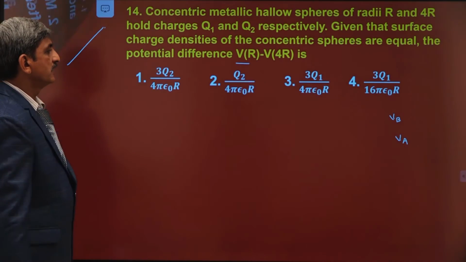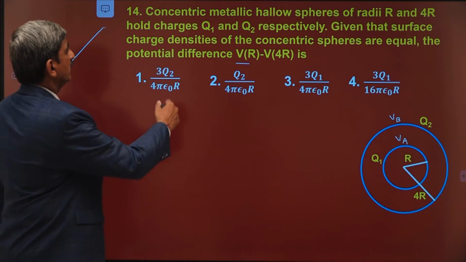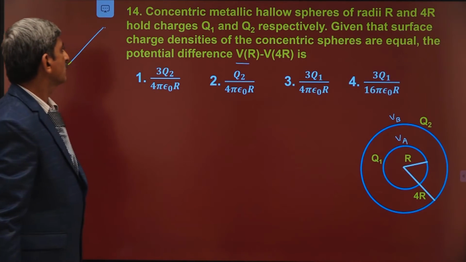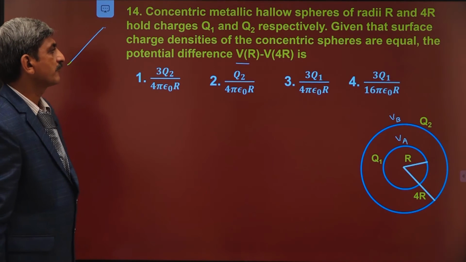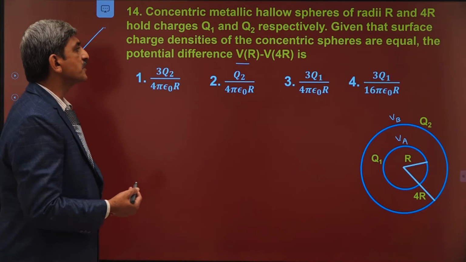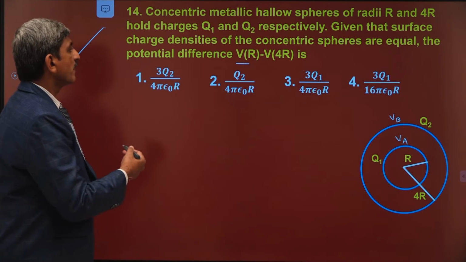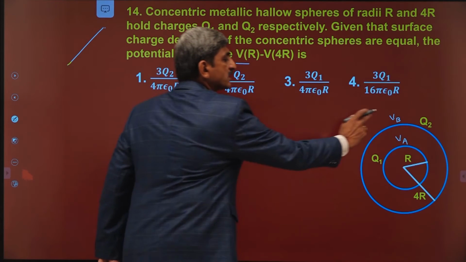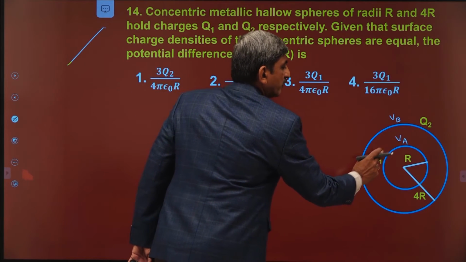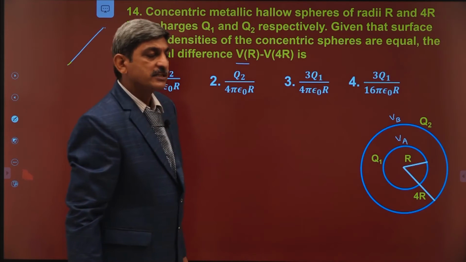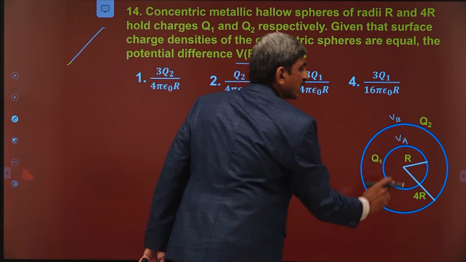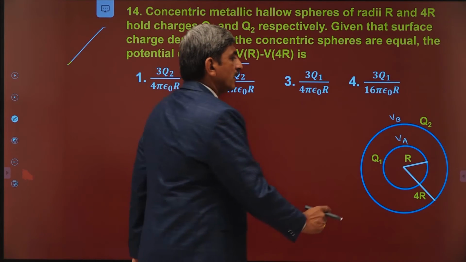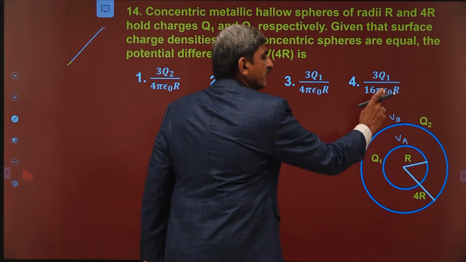Come to the next question. Here, concentric hollow spheres of radii R and 4R hold charges Q1 and Q2 respectively. Given that the surface charge densities of the concentric spheres are equal, the potential difference VR minus V4R is dash. Here there are two concentric spheres. Q1, Q2 are the charges present on the concentric spheres. R and 4R are the radii of the two spheres.